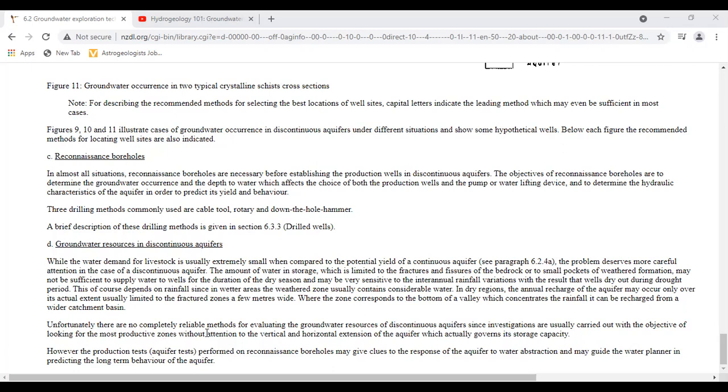Unfortunately, there are no completely reliable methods for evaluating the groundwater resources of discontinuous aquifers, since investigations are usually carried out with the objective of looking for the most productive zones without attention to the vertical and horizontal extension of the aquifer, which actually governs its storage capacity. However, the production test or aquifer test performed on reconnaissance boreholes may give clues to the response of the aquifer to water abstraction, and may guide the water planner in predicting the long-term behavior of the aquifers.